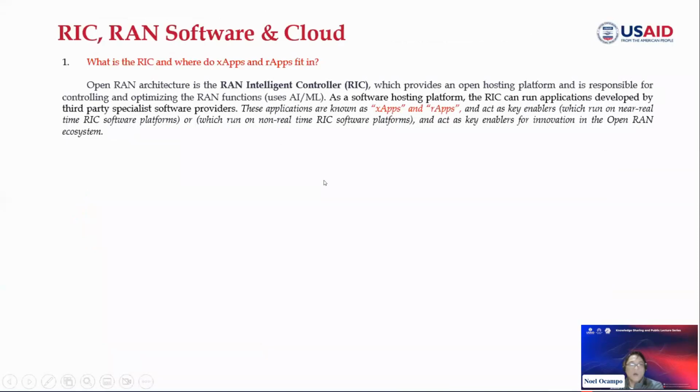So what is RIC? As previously mentioned by Dr. Wong, RIC stands for RAN Intelligent Controller, right? This RAN Intelligent Controller is responsible for optimizing the RAN functions, and it uses artificial intelligence and machine learning. As a software hosting platform, the applications are developed by third-party specialists. They are known as xApps and rApps.